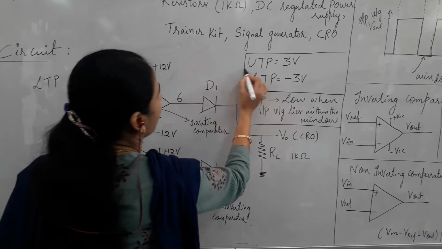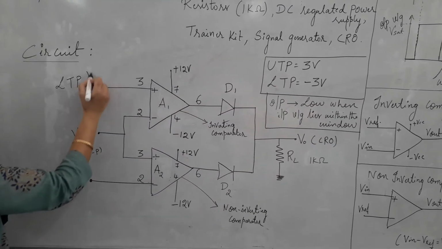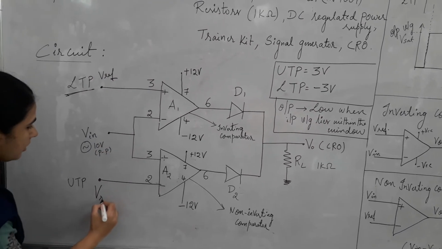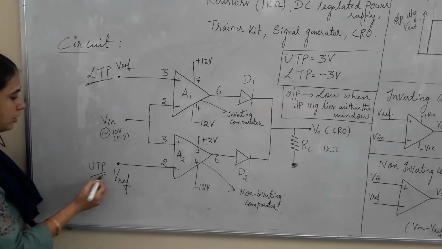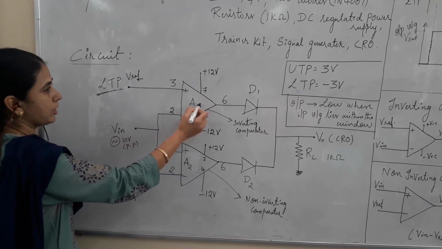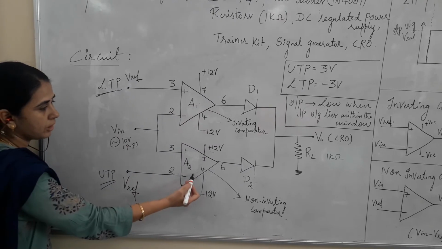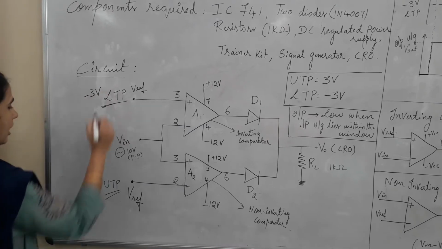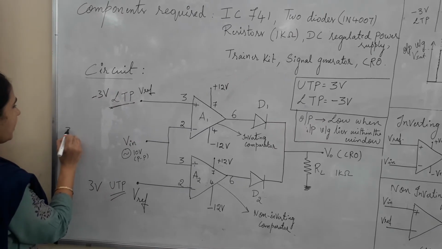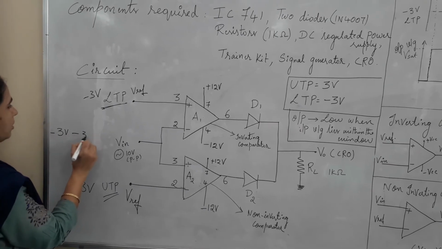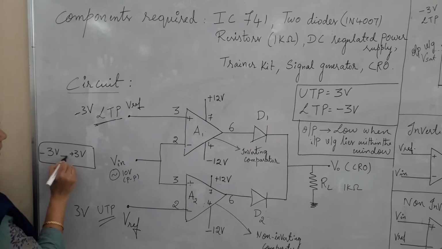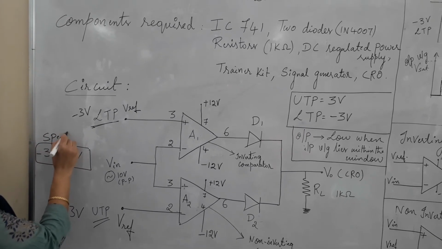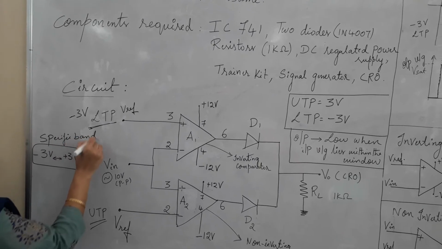This is a window. We have 2 reference voltages here. This is one reference voltage called LTP, that is lower triggering point. This is another reference voltage called UTP. LTP is the reference voltage for the first comparator and UTP is the reference voltage for the second comparator. So, we have taken LTP as minus 3 volt and UTP as 3 volt. The specified band is from minus 3 volt to 3 volt. The range between minus 3 volt to 3 volt is called the specific band or window.